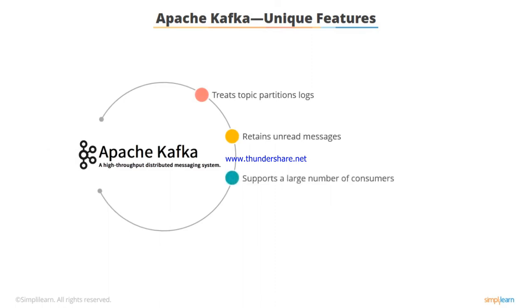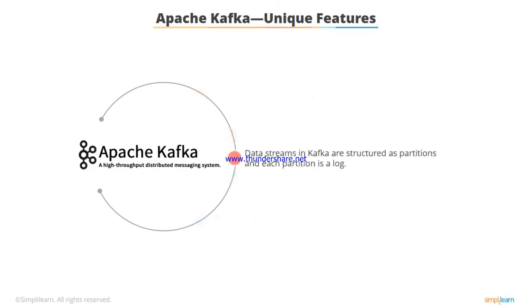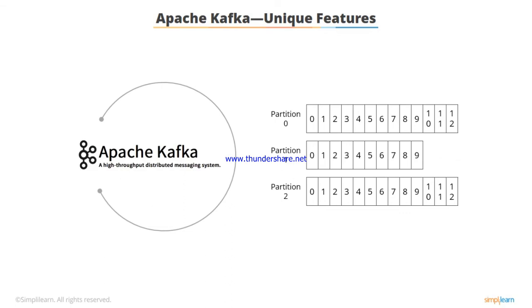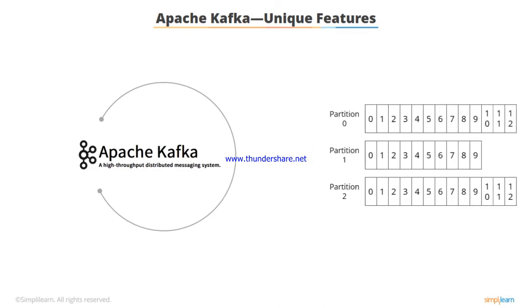It supports a large number of consumers and retains a large amount of data with negligible overhead. Kafka is different from other message brokers because it is structured as a log. Data streams in Kafka are structured as partitions, and each partition is a log. Partitions are independent of each other, are handled independently on different servers, and thus facilitate scalability of Kafka.